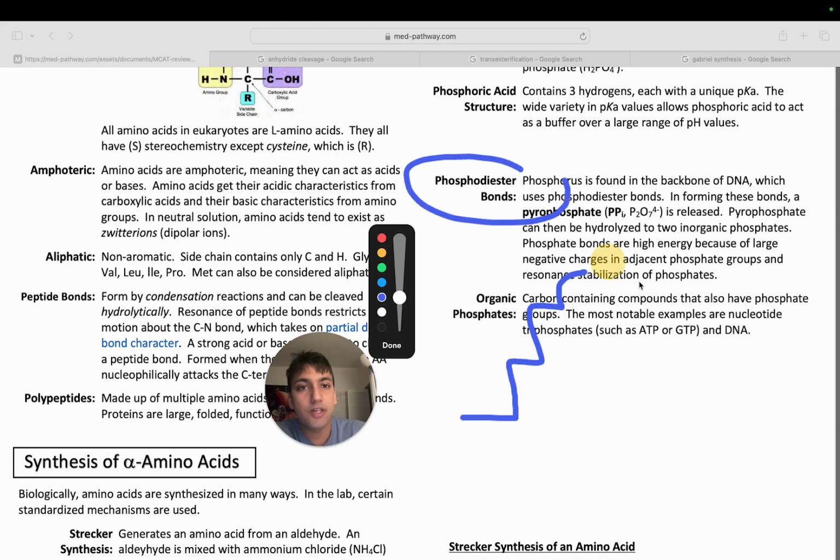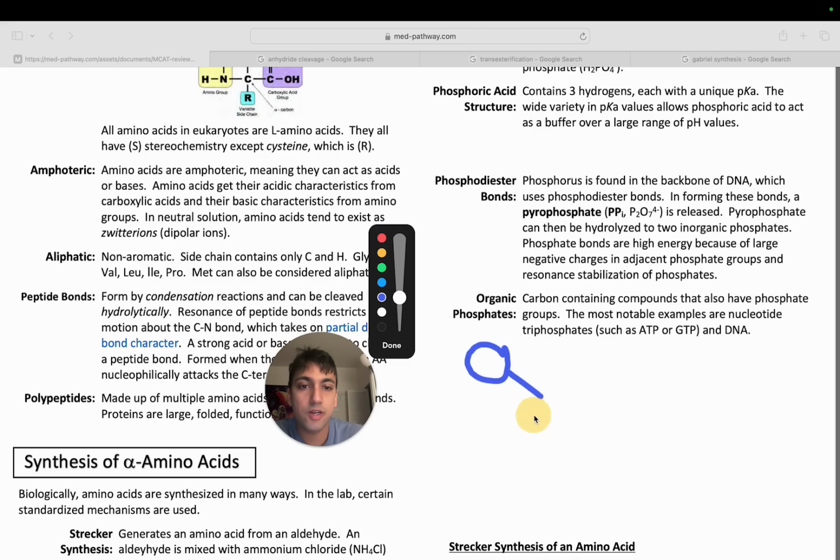Now we have phosphodiester bonds. Phosphodiester bonds is basically what forms the backbone of the DNA. If you remember in biochemistry, there's these phosphate groups, right? And then you have the rest of the DNA particles, and basically the backbone is formed by these phosphodiester bonds. And in forming these bonds, pyrophosphate is released. And so how you think about this is usually there's those 3 phosphate groups, right? 1, 2, 3 on that nucleotide base.